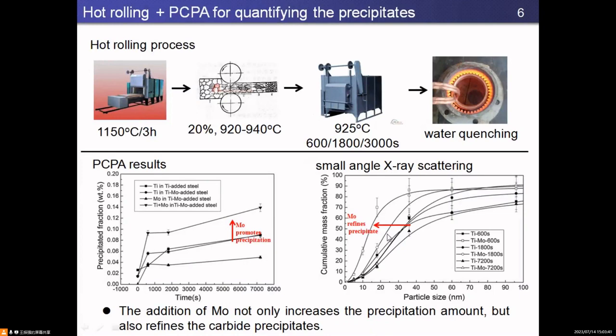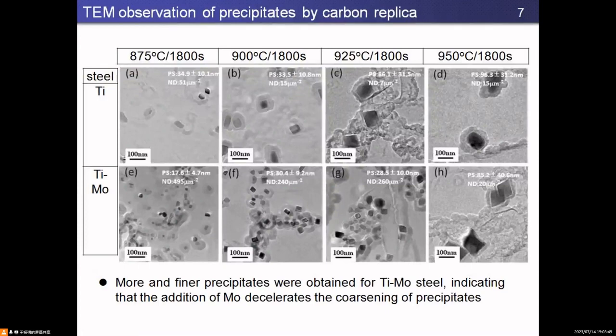We also use the carbon replica to observe the precipitates. Compared with titanium steel, titanium moly steel has more refined precipitates after long time holding, half an hour. It revealed that moly decelerates the coarsening of precipitates.